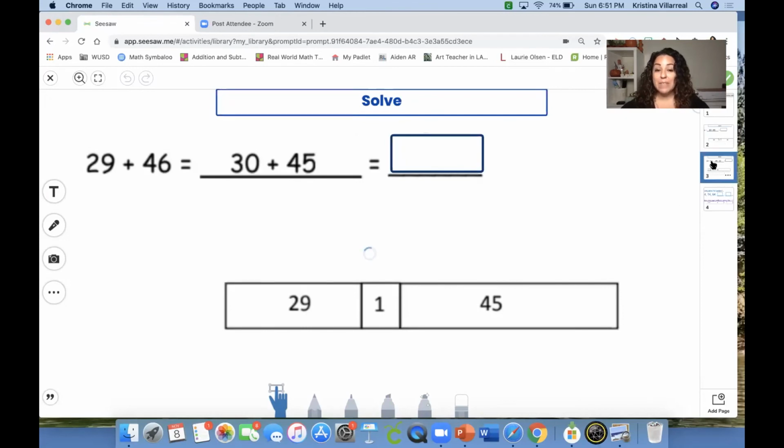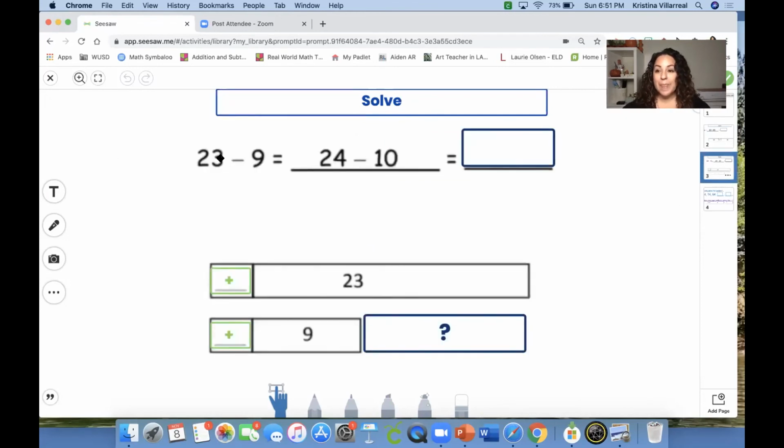And then we have a subtraction one right here. And it says 23 take away 9 equals 24 take away 10. They already did this part for you, but I want to know, how did they make this 24 and how did they make this 10? What did they add? And then I want you to tell me what the missing variable is. Remember, the missing variable is the same as the answer right there. So go ahead and get those done and let's see how you do.